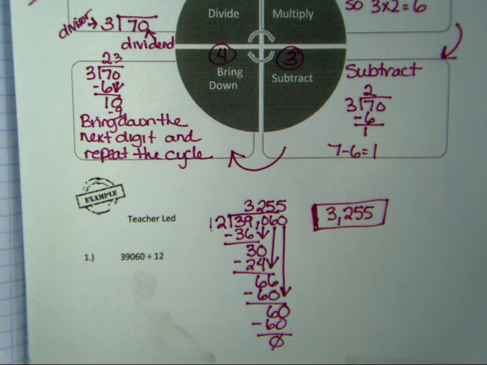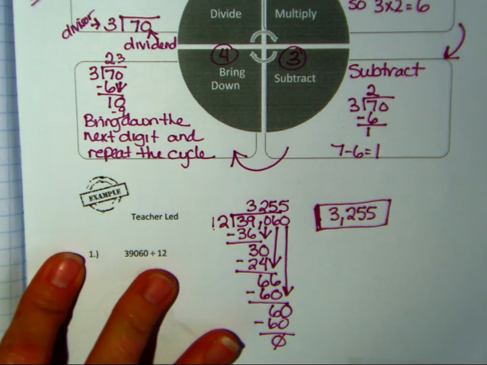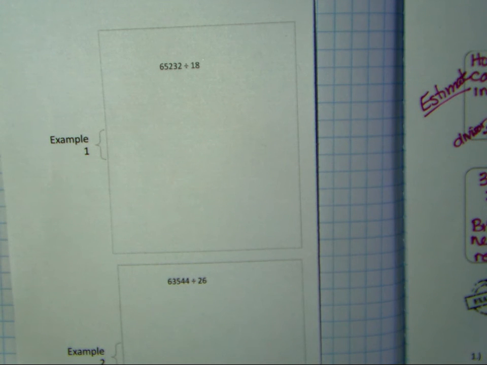Okay, so this one was pretty simple in the fact that we are used to dealing with 12s, right? That's kind of the biggest multiplication table that we remember. So now we're going to do one where it's a multiplication table we don't remember. So we're going to go to page 27 to one of our example problems. And on this one we have 65,232 divided by 18. Do any of you know what is the dividend in this problem? Maria?